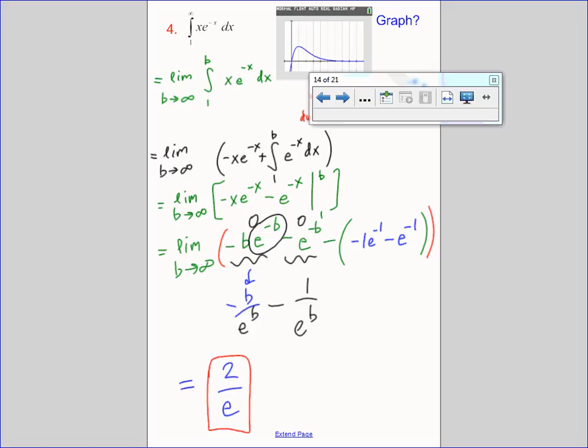Okay, but if it's negative b over e to the b, then wouldn't it be negative infinity over infinity? Yes, it would be, and that's indeterminate. I was banking on the fact that this is a linear over an exponential, and we could do L'Hopital's rule, and the derivative of that linear b would be a constant, negative 1, over still e to the b, still infinite. And so whether this is a positive or negative constant, a constant over infinity still goes to 0.